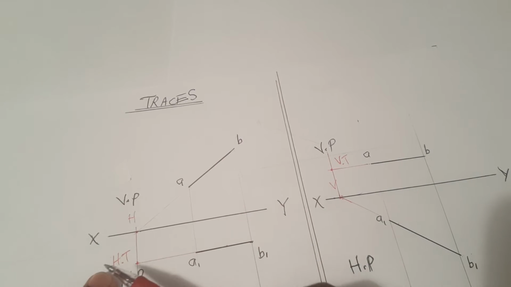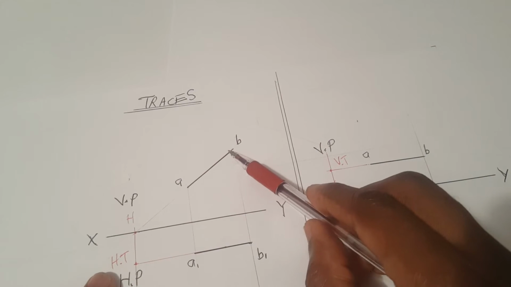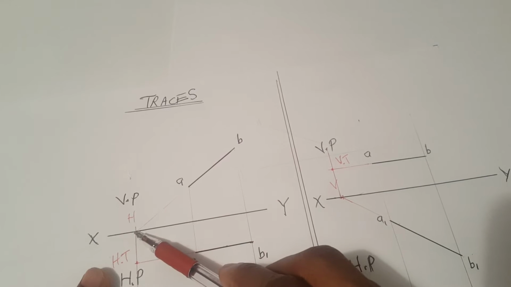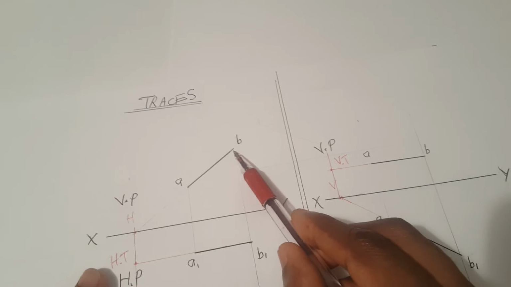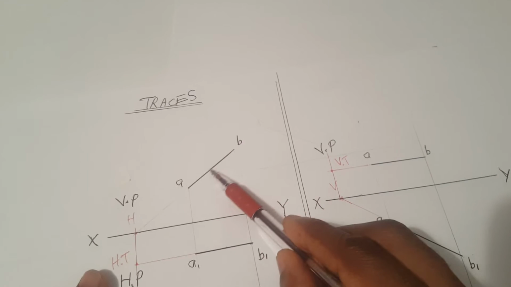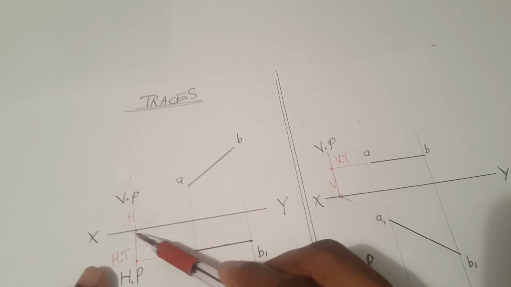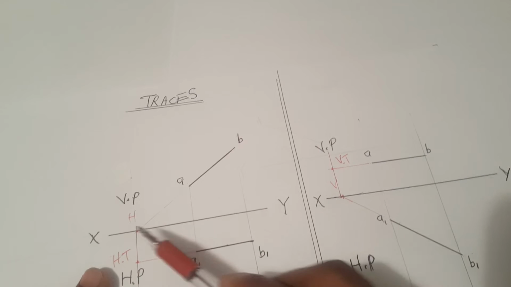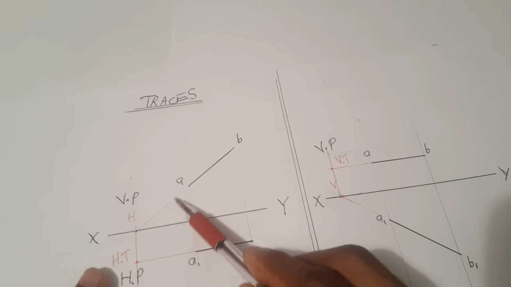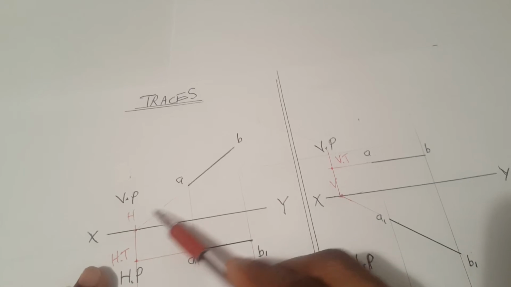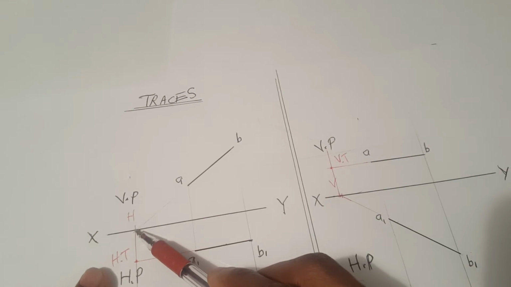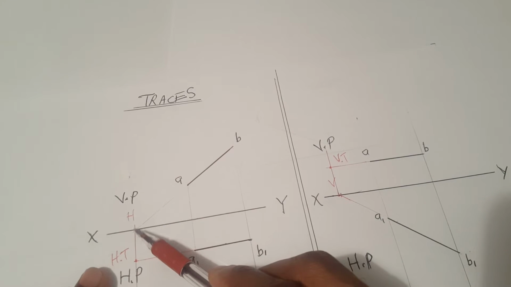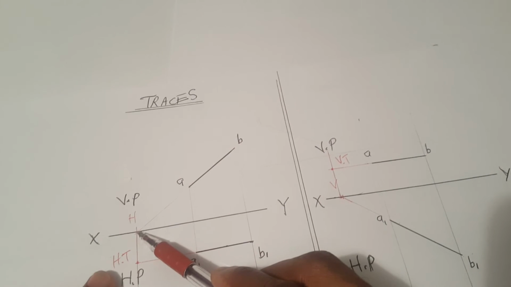And again, to find the horizontal trace, we first find the trace on the vertical plane. We do so by extending line AB at point A to cut the XY line. At the point where the protruded line or the produced line cuts the XY line, we label that point H. So H is the trace.